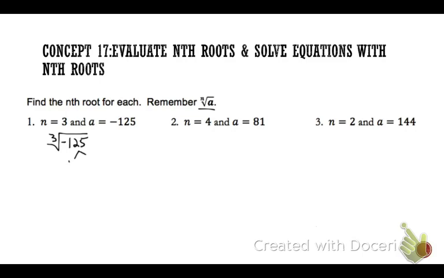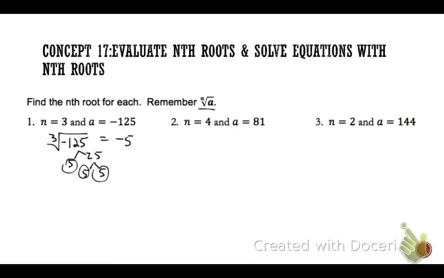You could also break it down. So we're just thinking of positive 125. And what we're looking for is a number that repeats itself 3 times. And because our number underneath is negative, then the root will be negative.